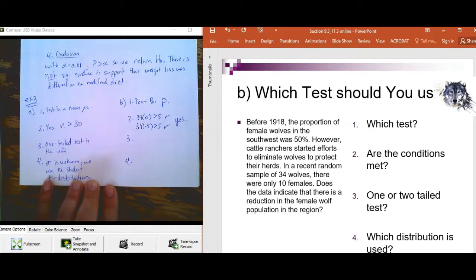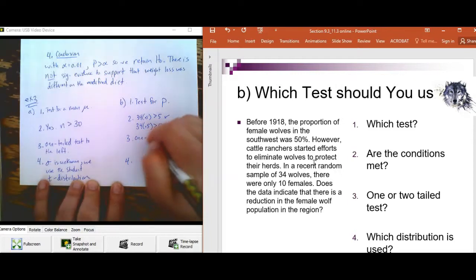Is this a one- or two-tailed test? So what are we testing for? Does the data indicate that there is a reduction in the female wolf population? So we're testing to the left. This is a one-tailed test, to the left again.